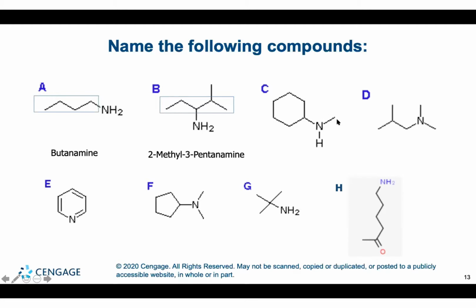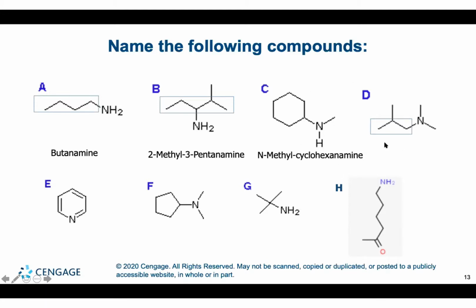What about this one? There is a methyl group on nitrogen directly. So it should be N-methyl. On N, sorry, on N, I have a methyl group. So it's going to be N-methyl cyclohexanamine.